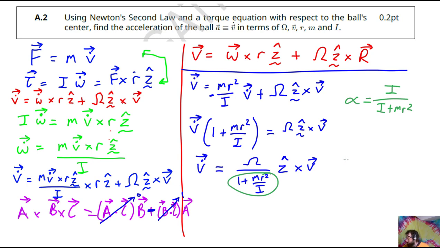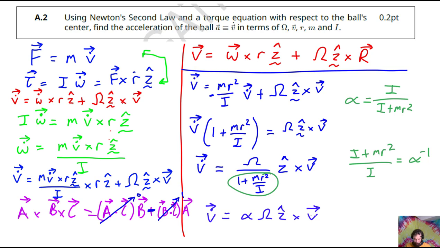If we have a look, we can just make that so it's all on the fraction over I, and then we get I plus mr squared. So if we have a look, this is actually like the inverse of alpha, but it's on the denominator of a fraction. So what that means is that we can just write this as v dot equals alpha omega z cross v. Okay, that's part A2.